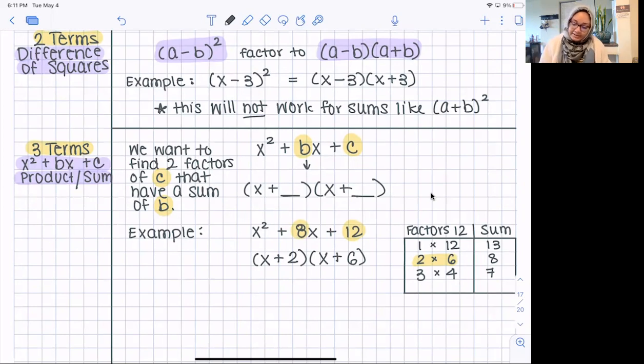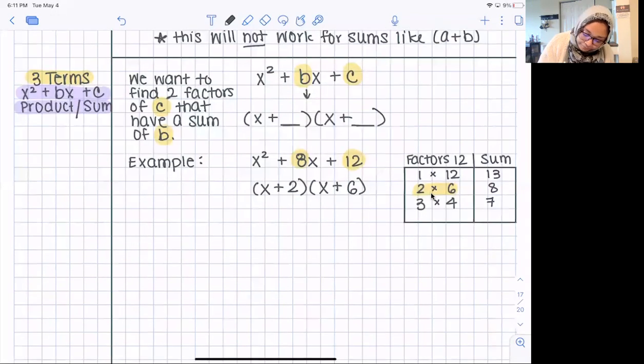So I want you guys to now do another example. Go ahead and try factoring x squared plus 8x again, plus 15. Tell me what the factors of those would be. Go ahead and pause the video and then figure it out yourself. Hopefully you pause the video.